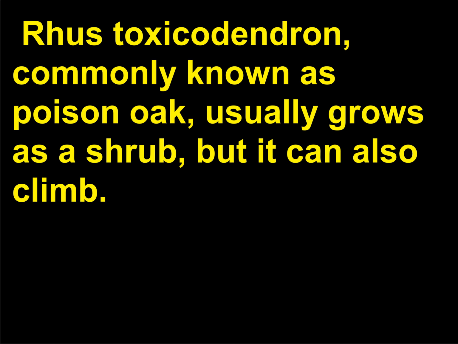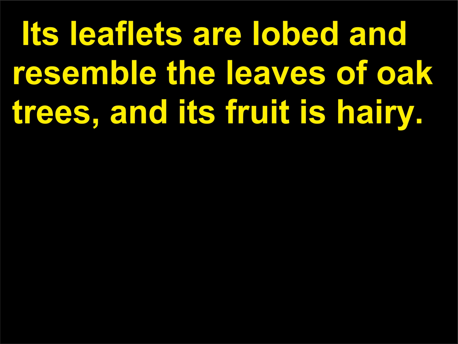Rhus toxicodendron, commonly known as poison oak, usually grows as a shrub, but it can also climb. Its leaflets are lobed and resemble the leaves of oak trees, and its fruit is hairy.